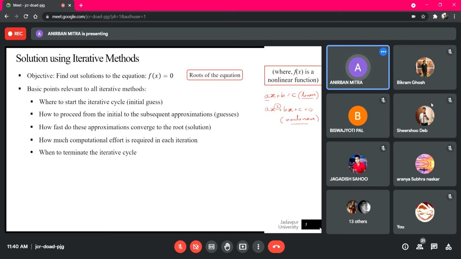And finally, when to end the iterative cycle, when to terminate the iterative cycle. This is also known as the termination criteria.